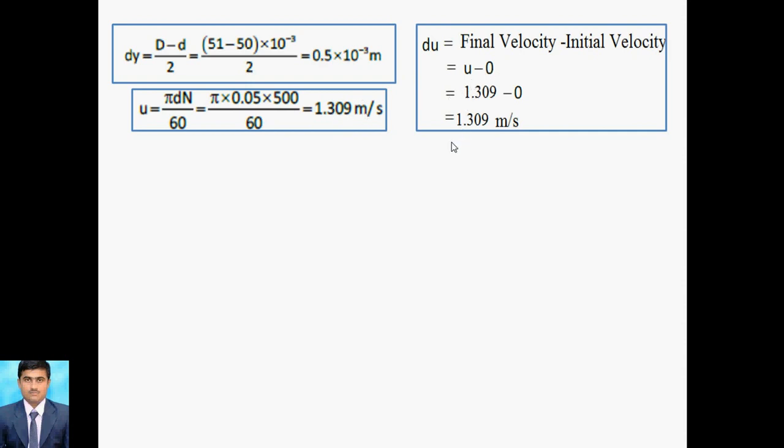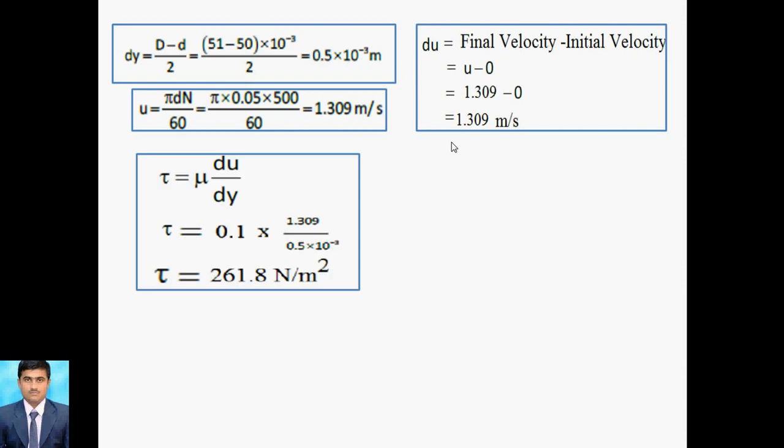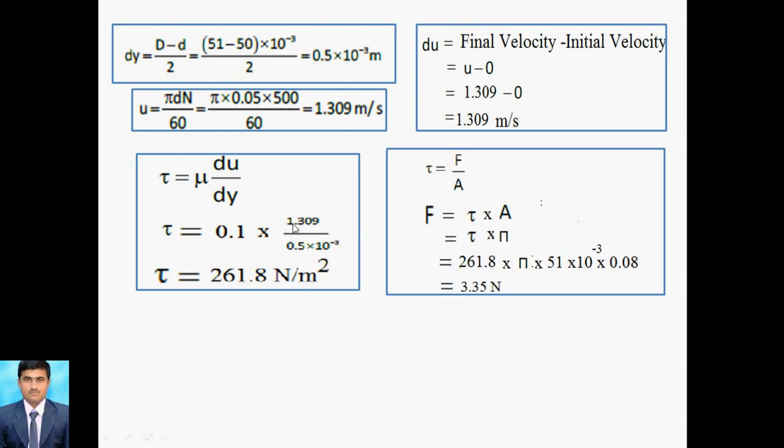So this is a tangential velocity. We can call it a tangential velocity, that is u is equal to pi d n by 60. Now we move to the famous relation, that is tau is equal to mu du by dy. So we can put the du value, the dy value and the mu value. So mu is 0.1, du is 1.3, dy is 0.5 into 10 raised to minus 3. After this we get tau is equal to 261.8 Newton per meter square.